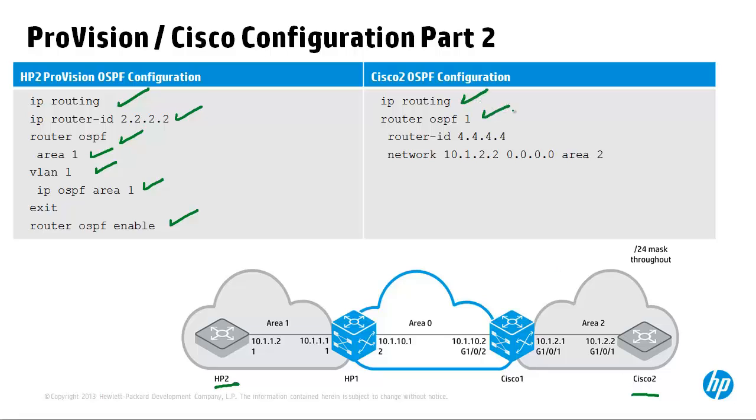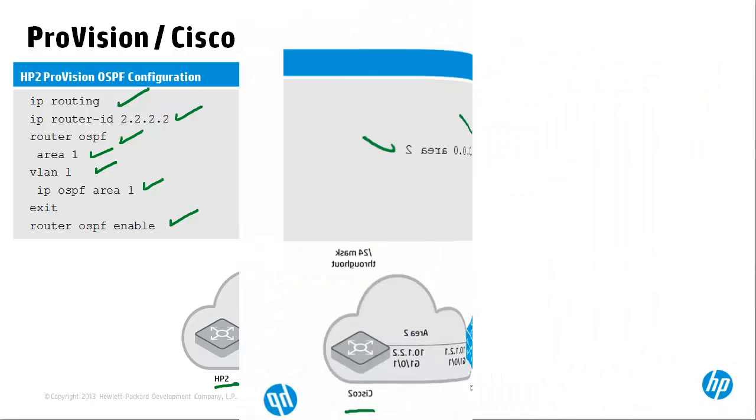On Cisco 2, enable IP routing. Configure OSPF with the relevant process number, in this case process 1. Configure the router ID and then enable OSPF on gigabit 101 in area 2. Process IDs are locally significant and can be different on various routers. Router IDs need to be unique throughout the OSPF domain.